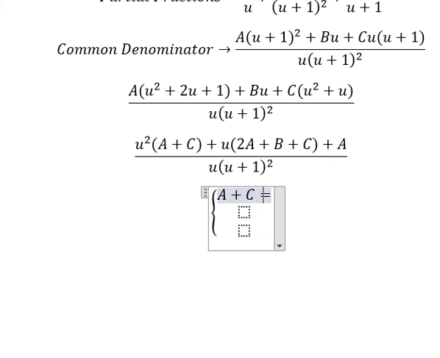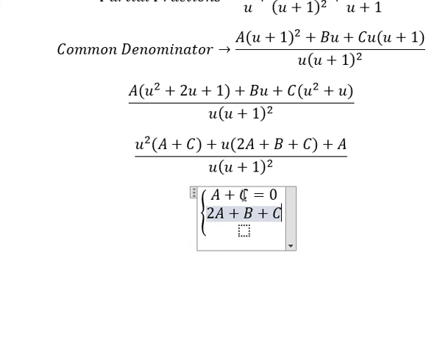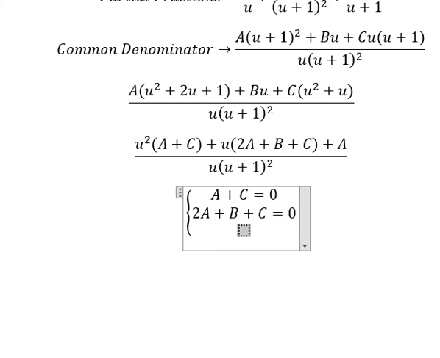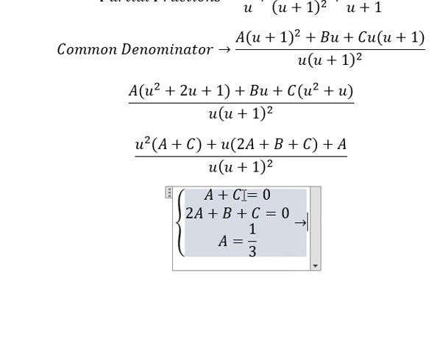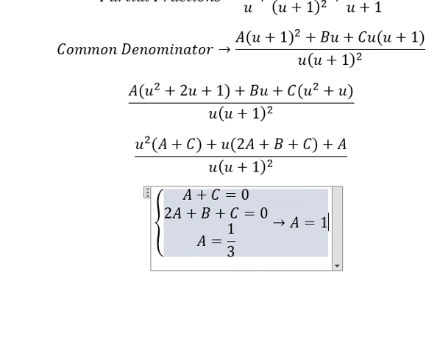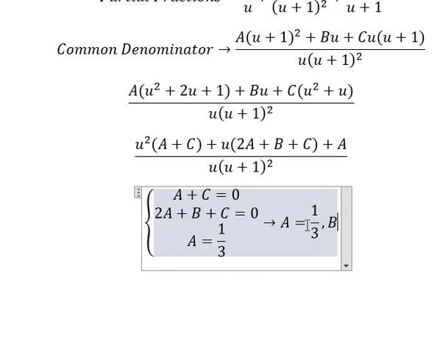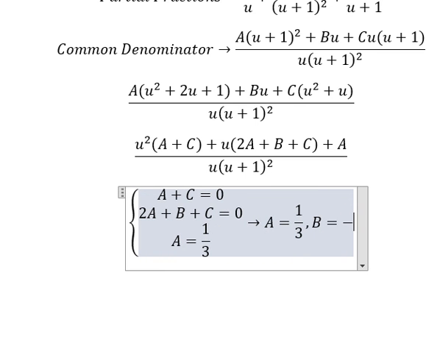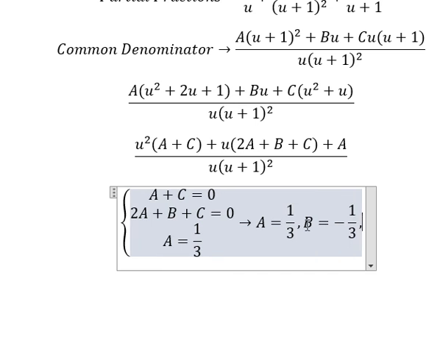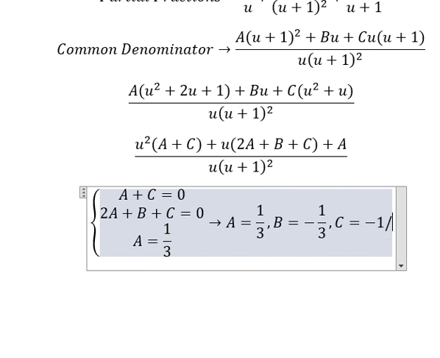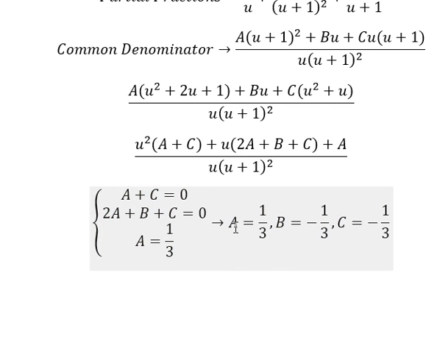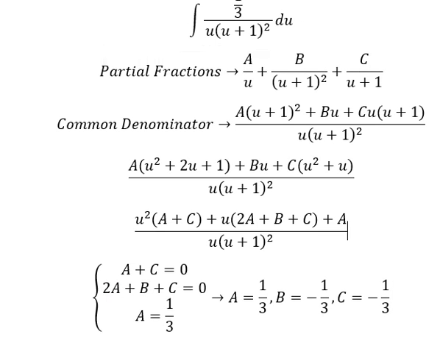So A plus C equals 0. 2A plus B plus C equals 0. A equals 1 over 3. And now we need to find the solutions of A, B, C. So A equals 1 over 3. B equals negative 1 over 3. C equals negative 1 over 3. And now we put the values of A, B, C in here.